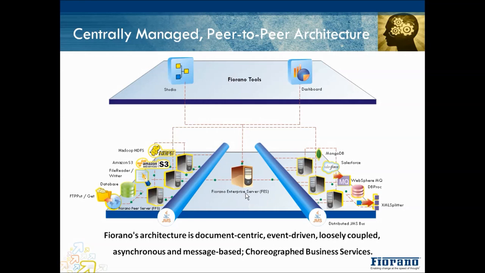The Fiorano Enterprise Server (FES) is a centralized management server which handles management and monitoring of the ESB activities. It also acts as a metadata repository of integration applications, microservices, and various other configuration information. In a Fiorano network, the data flow takes place purely in a peer-to-peer fashion between the peer servers without the intervention of FES. Only the control information flows between the enterprise server and peers.